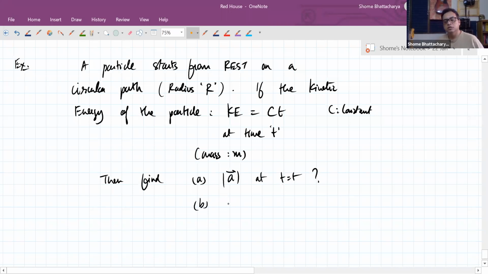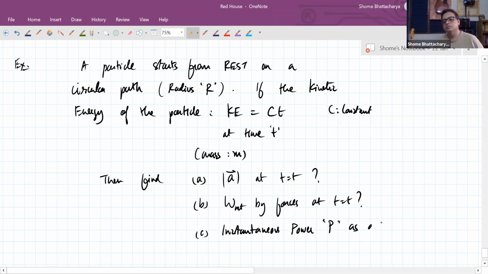Okay. The net work done by forces, the instantaneous power by the net force acting on it as a function of time. We have to calculate this. Just work this out, people.